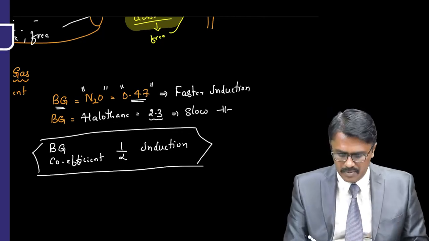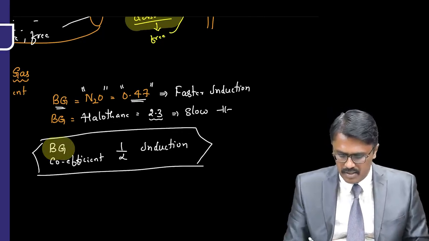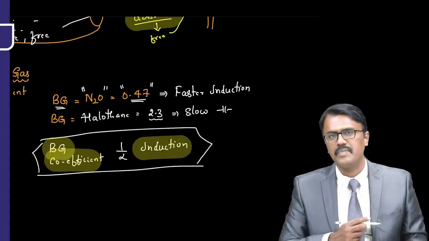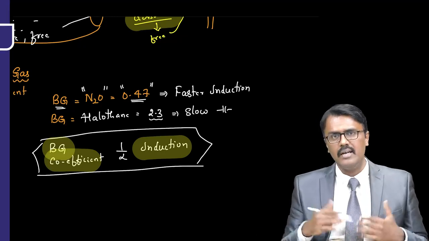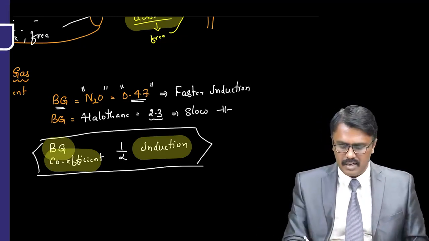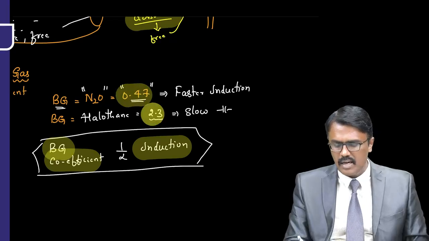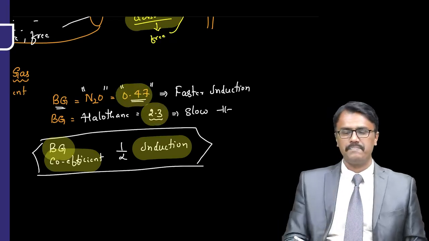That's the reason I told you blood gas coefficient will tell us the rate of induction. If the values are more, induction is slower. If the value is less, induction is faster. That's why nitrous oxide has faster induction, halothane has slower induction.